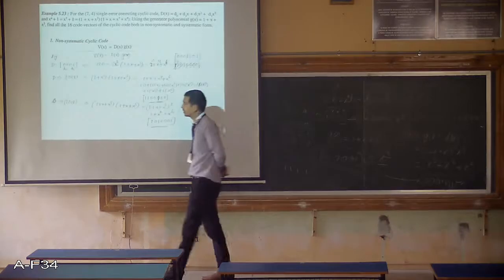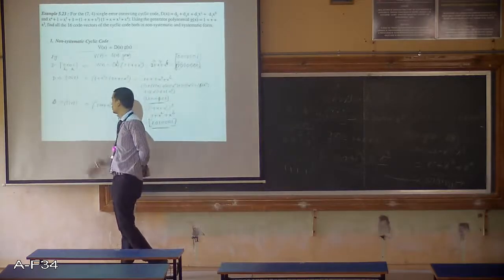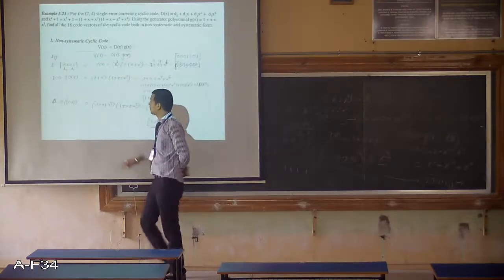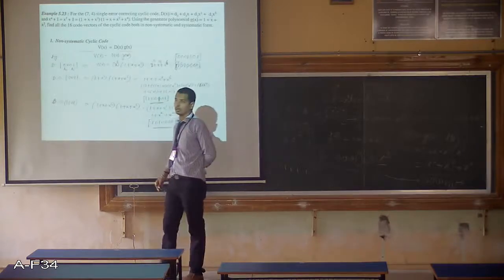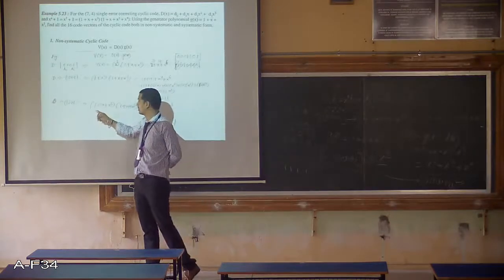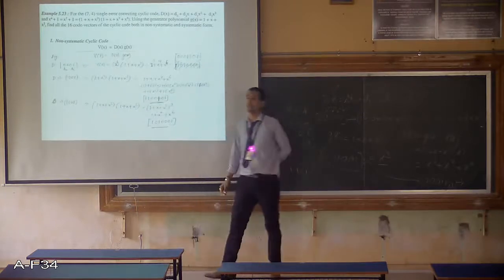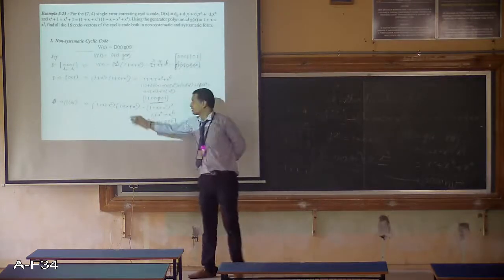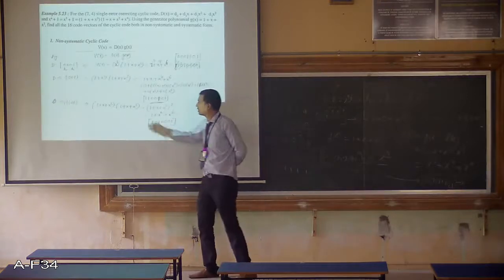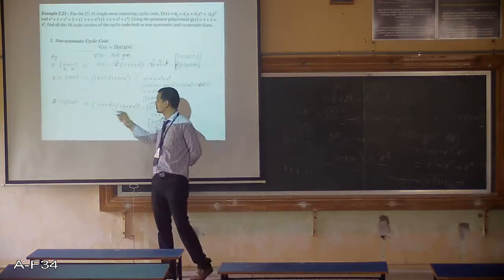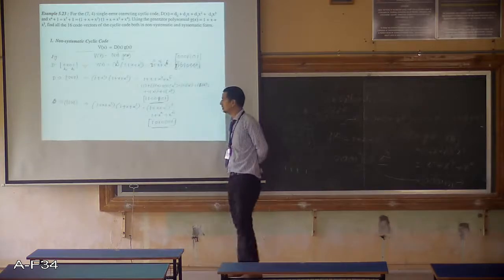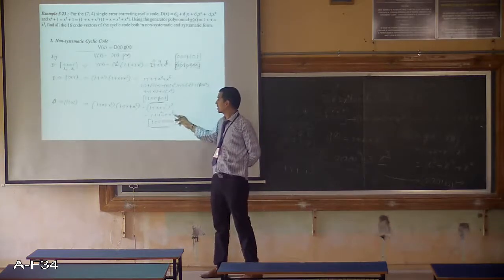Similarly, with respect to the message signal 1101, the d of x polynomial equation will be 1 plus x cube multiplied with 1 plus x cube. This is g of x. After multiplication, both of the terms are same. Hence, we will square those terms: 1 plus x square plus x to the power 6.